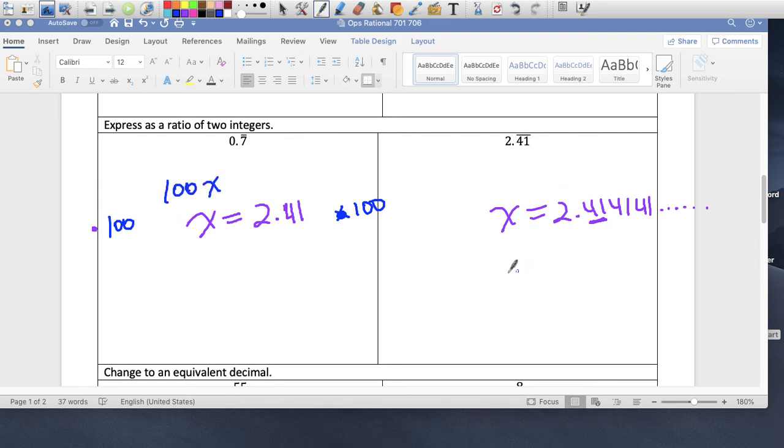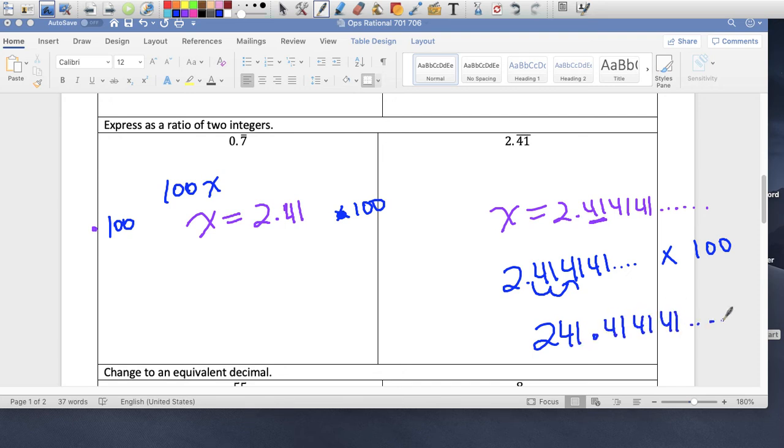And on this side, remember that little exercise we did in class, right? If I multiply a number like this, that goes on and on, times 100, it means the decimal is going to shift over 1, 2 places. So after I multiply that by 100, it's going to give me 241.41, 41, forever and ever, which I can shorthand and write as 241.41 bar notation. So 2.41 bar notation times 100 is equal to 241.41 bar notation, because the decimal shifted over.